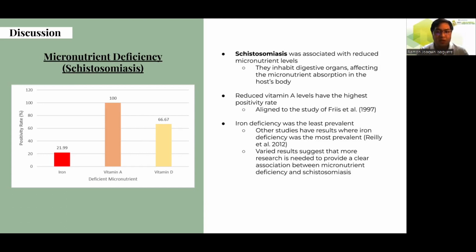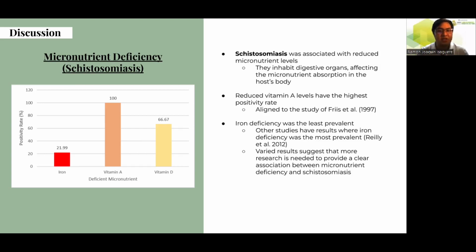To explain why this is so, it is because Schistosoma settles in digestive organs, specifically in their venules, thus affecting the micronutrient absorption of the host, since these parasites compete for nutrients to survive. Our results showing vitamin A deficiency having the highest prevalence aligns with the study of Frisch et al., who was able to say the same thing when he found that increased C-reactive protein levels, or CRP levels, from parasite infection were able to reduce vitamin A reserves within the liver.